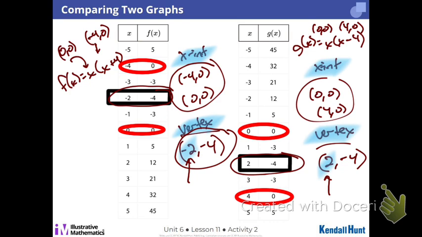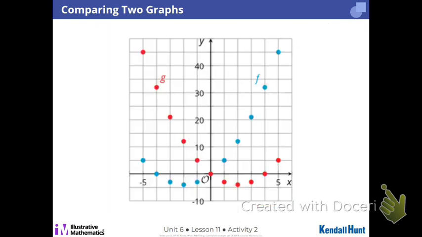Let's say I didn't have the table. How could I find this other value? What could I do with my x value, if I didn't have the table? Yeah. Plug it in. If you know an x value, you always know the y value. All right? Let's check out this graph.